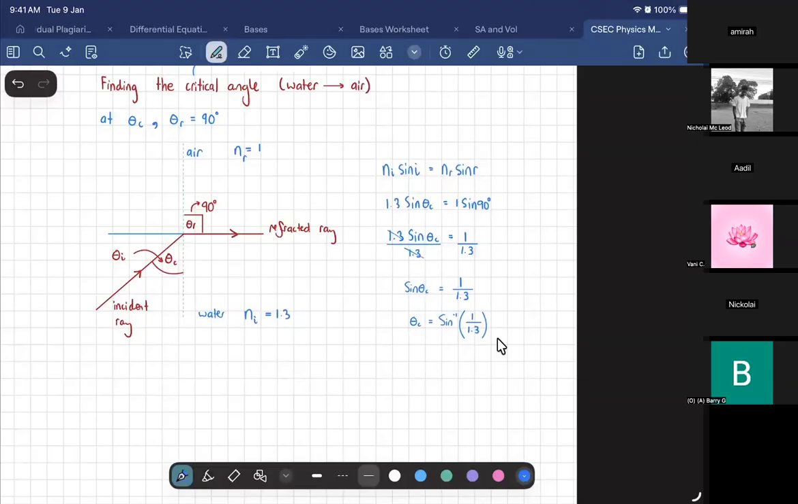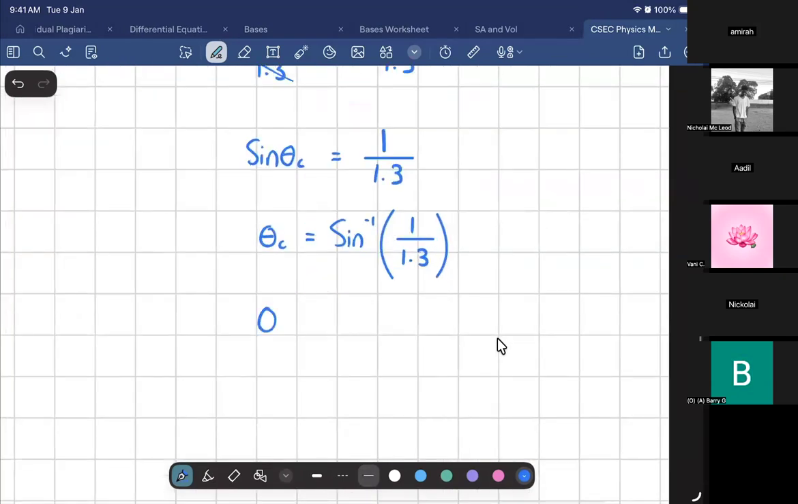So it is 50.28. Could somebody else verify that too? Sine inverse of 1 over 1.3. Yes, sir, I got that.